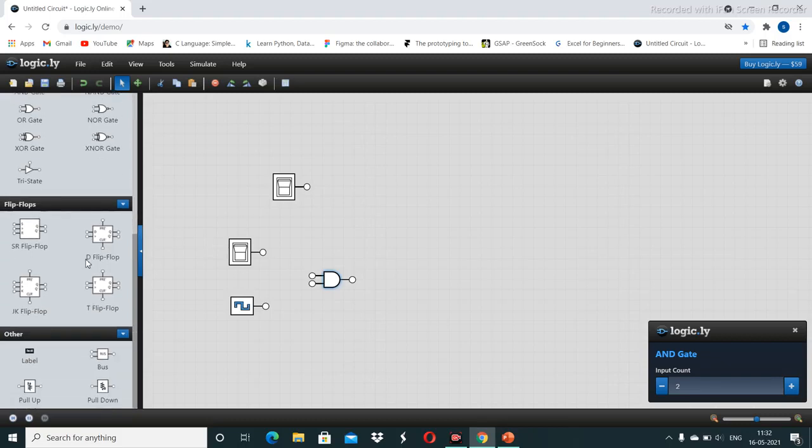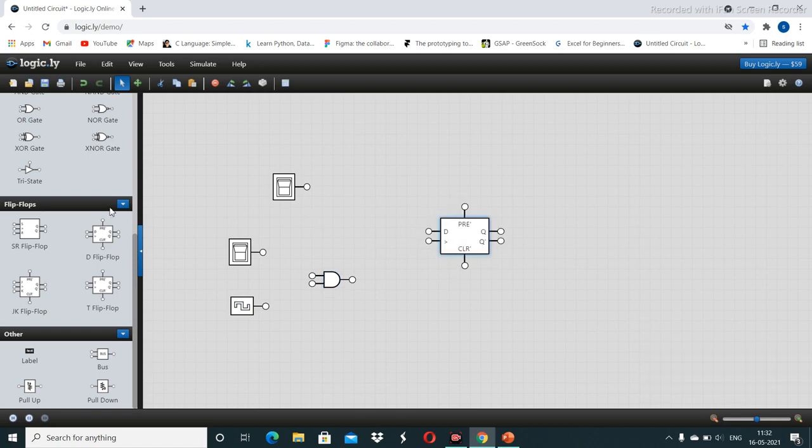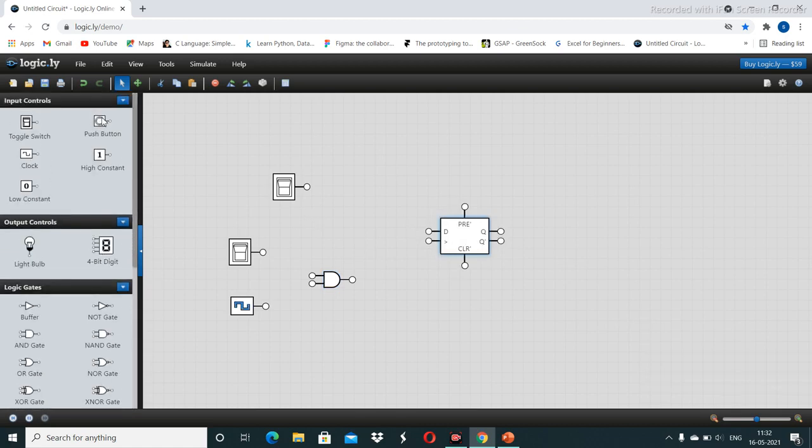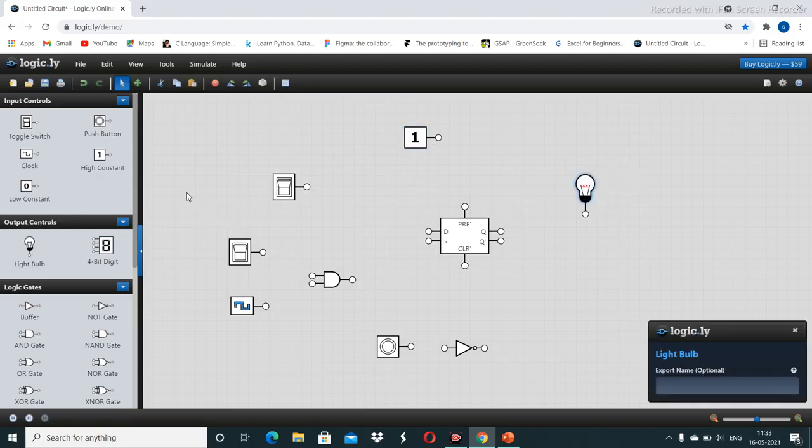and we are going to explain a D flip-flop, and we need a push button here, and a NOT gate, and also we require a high constant here, and we need two output controls. Now let's start giving connections for this.